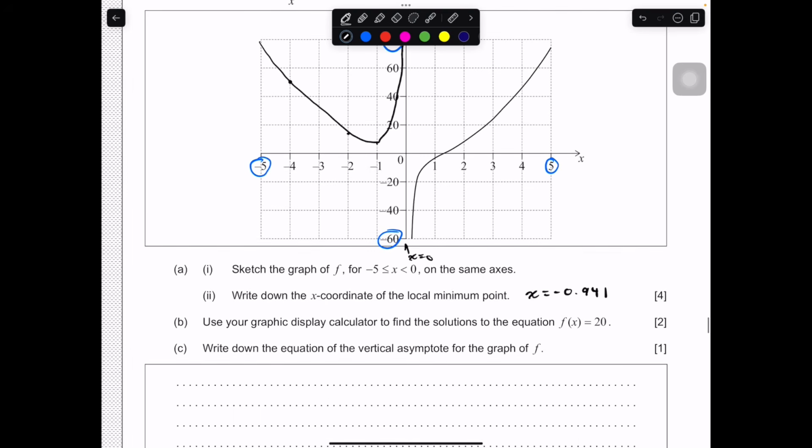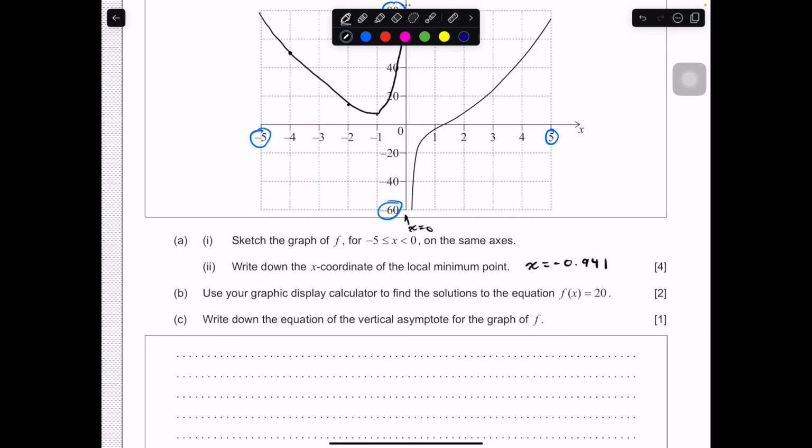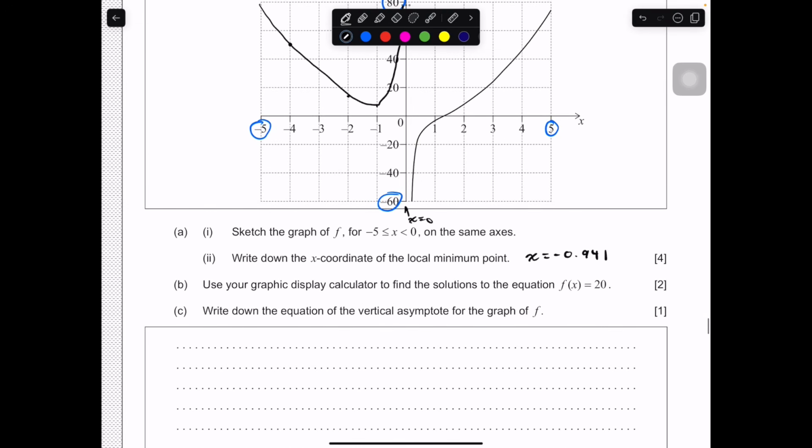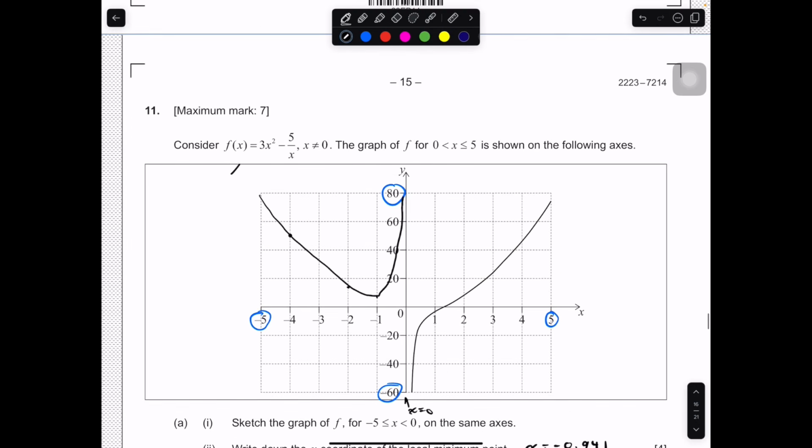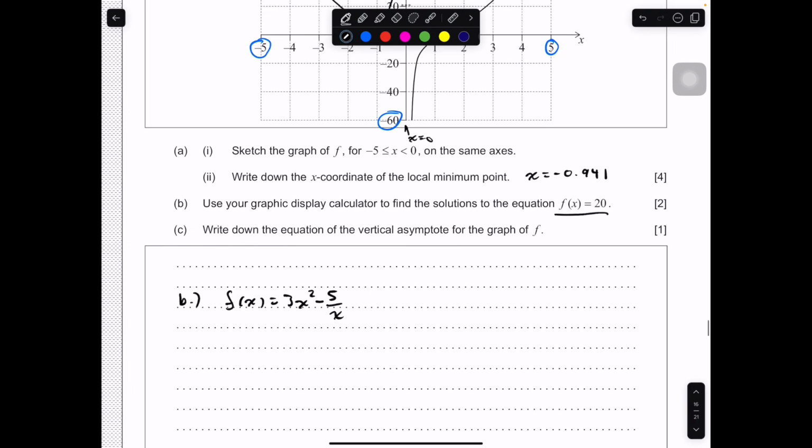Okay. Use your graphic display calculator to find the solutions to the equation f of x is equal to 20. So we had this original function, f of x is equal to 3x squared minus 5 over x. That was this function right here. And what they're saying is find the solution for when f of x is equal to 20.